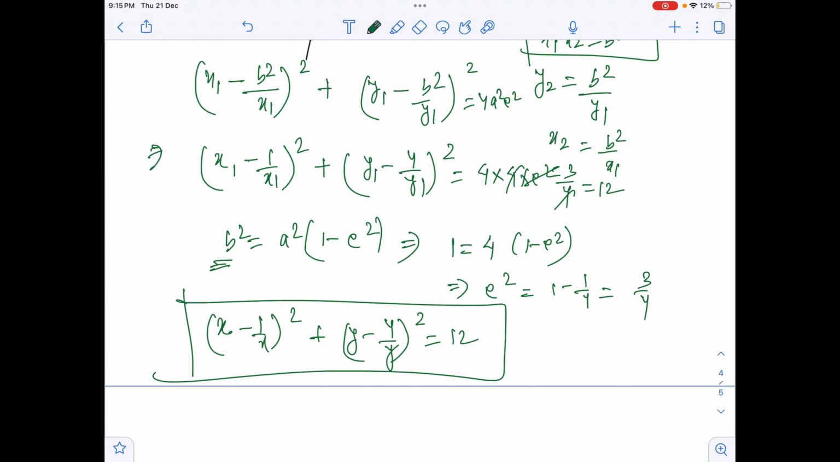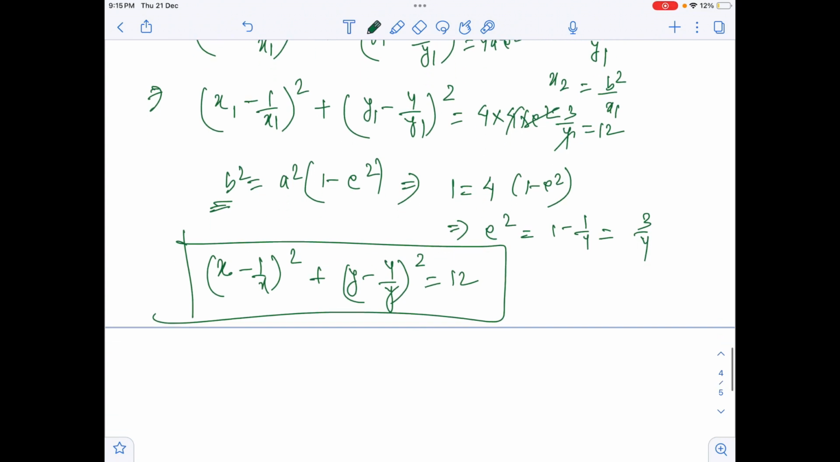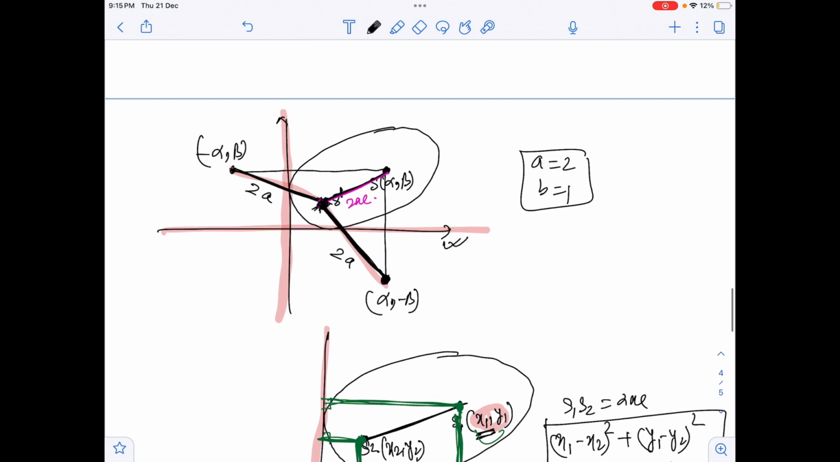Similarly for the other point also, we are going to get the same locus, right? Yeah. So I hope you enjoyed this, and this is how you solve the problem.